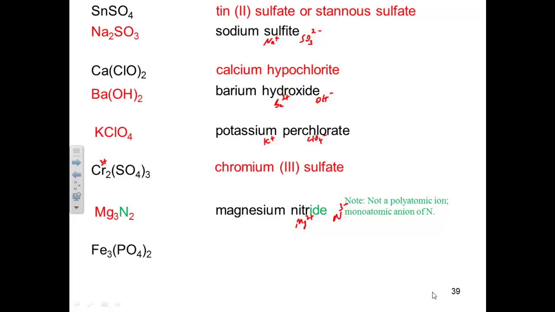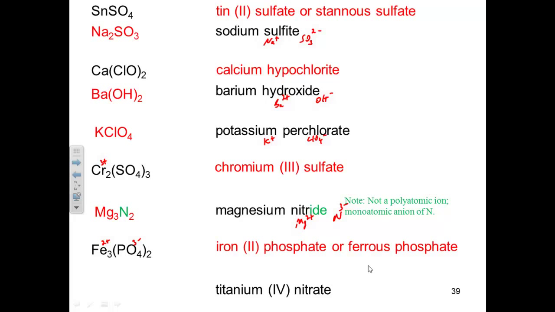Fe3(PO4)2. I've got to figure out what the charge is on iron. Phosphate is a 3 minus. I have 2 of those, that's -6, so that means my iron must be a 2 plus. Since this is a transition metal, I'm going to have to put the charge in parentheses in Roman numerals. So this would be iron(II) phosphate, or using the older name, ferrous phosphate.